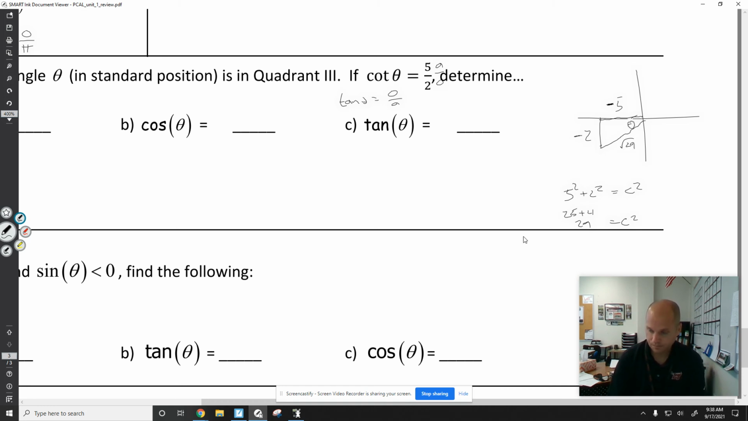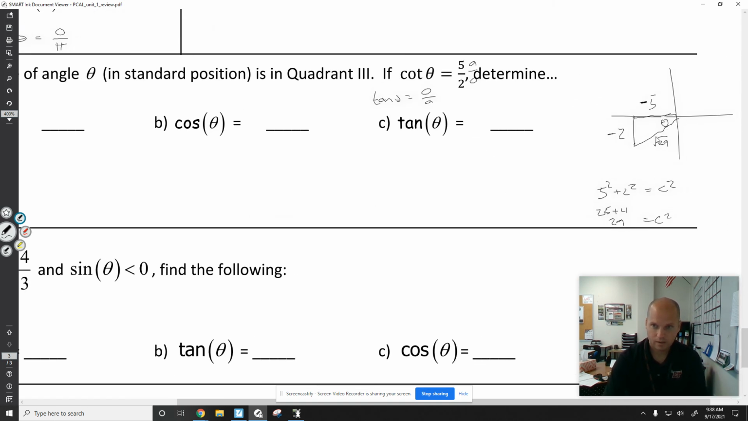But reference angle is going to work for us. Now we can do everything. Sine, opposite over hypotenuse. Negative 2 over root 29, which rationalizes to negative 2 root 29 over 29. Cosine, adjacent over hypotenuse. Negative 5 over root 29. Rationalize that. Negative 5 root 29 over 29. Tangent, opposite over adjacent. Negative 2 over negative 5. But I would expect you to be able to say, oh, well, that's just positive. So it's just this flipped. And that's just 2/5. Okay?